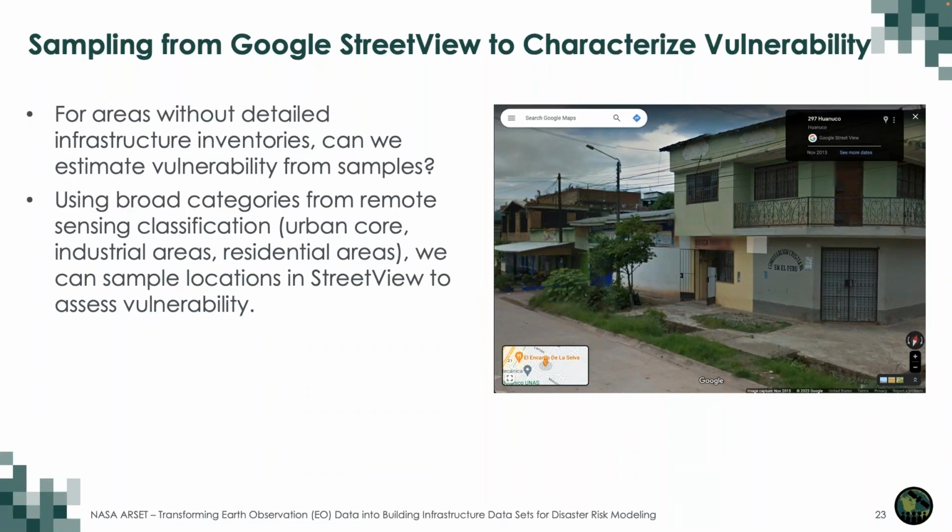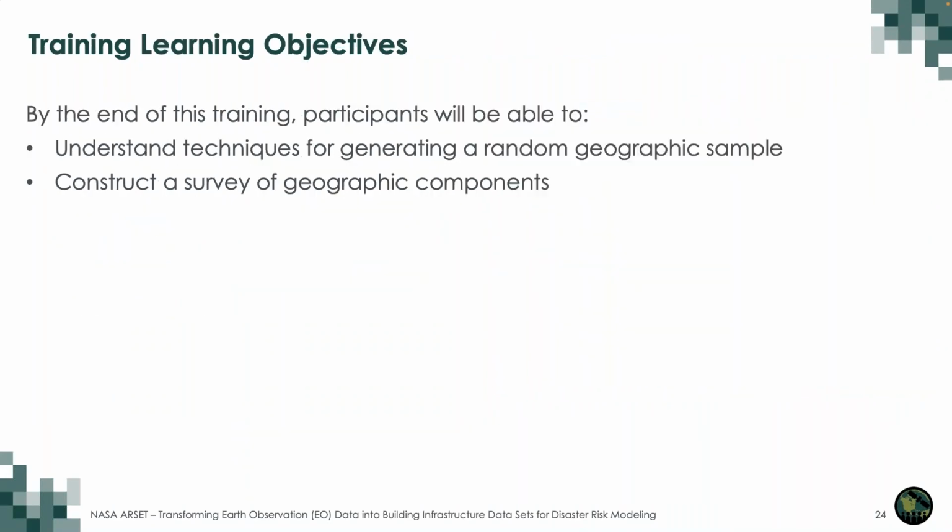So by using broad categories from remote sensing classification, and we've seen this with ImageCat doing this approach of image classification, where they take moderate resolution satellite data like Landsat and classify areas into urban core, industrial areas, residential areas, so that you've got polygons that show this extent. So you've got those polygons showing you different areas, different categories. What we can do is draw a random sample of locations from inside of those categories, and then look at the street view coverage to assess vulnerability. And that's the case study I'm going to walk through that we did for Quito in Ecuador.